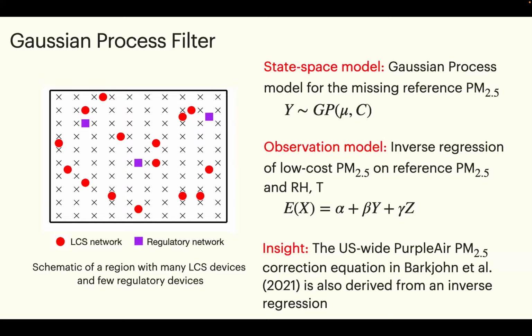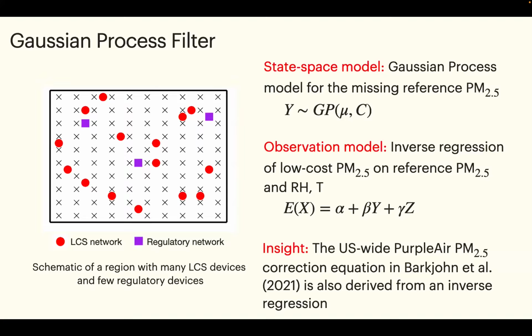So this is just Kalman filtering in space. So we call it the Gaussian process filter. And later we found out that there is now an EPA-approved calibration equation for the Purple Air Network, which is a US-wide citizen science network. Their equation was also derived from an inverse regression model. They didn't use the Gaussian process part, but they also used the inverse regression model. They don't explain why they did it, but probably they saw the similar underestimation of the forward regression, and that's why they switched to the inverse regression.